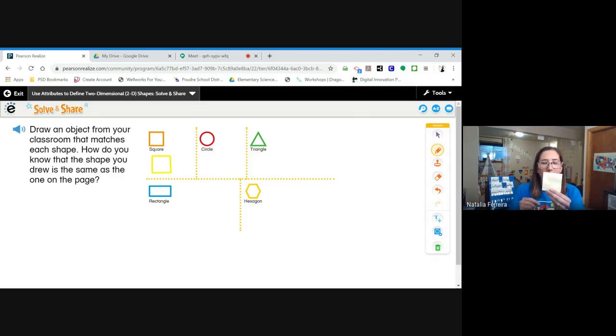How many sides does a square have? 1, 2, 3, 4. How many corners does a square have? 1, 2, 3, 4. Our corners are also called vertices. Vertices.